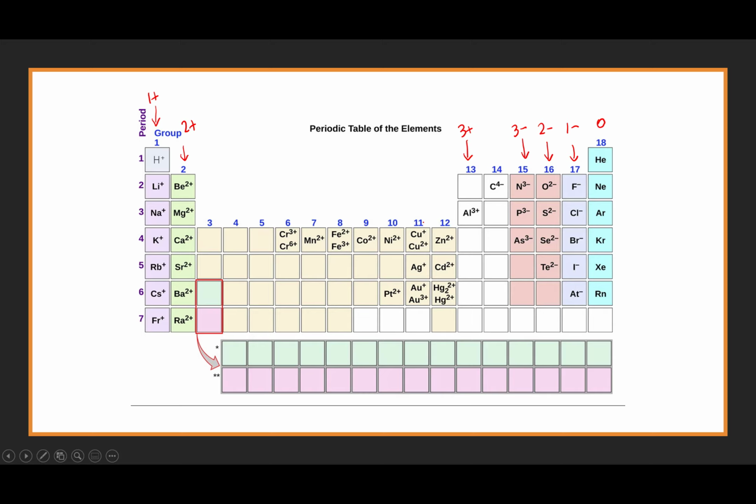So it is important to be able to identify quickly using the periodic table the charges on the ions. We will talk about in a later video the transition metals and some of them being multivalent or having more than one possible charge. For now, you just want to be able to identify these ones that we've looked at so far.